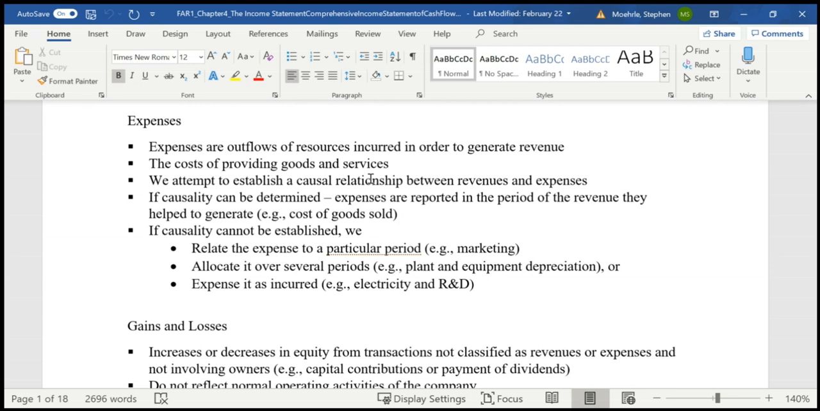Now, if causality cannot be established, we will do one of 3 things. We relate the expense to a particular period, such as marketing expense. We allocate the expense over several periods. A great example of that is plant and equipment depreciation. Or we expense the expenditure as it is incurred. That's expenditures related to, for example, electricity and R&D, which is research and development activities of the business.